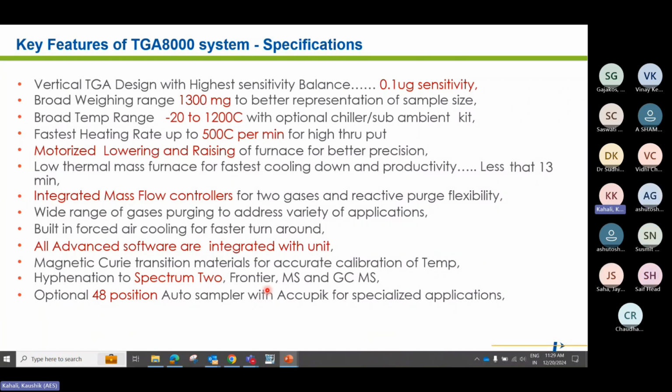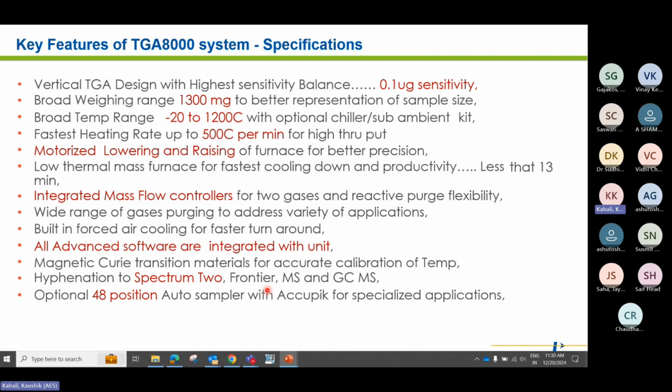Built-in forced air cooling for faster turnaround. This is the system where for normal operation you don't need any chiller, because in any other TGA a chiller is required for the cooling down, but we have a forced air cooling design in this model, for which you don't need to add an additional chiller.